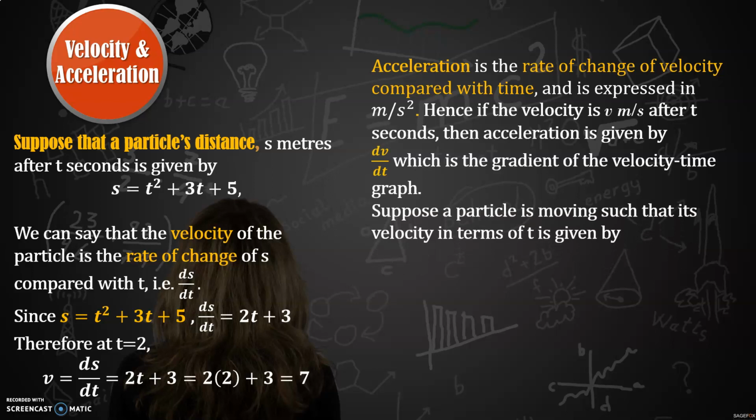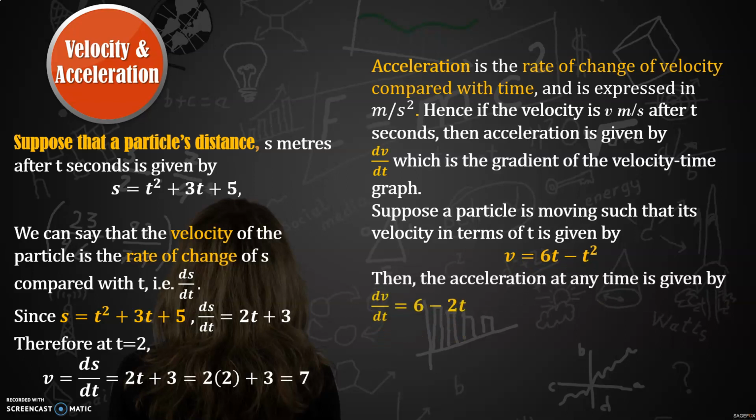Suppose a particle is moving such that its velocity in terms of t is given by v equals 6t minus t squared. Then the acceleration at any time is given by dv/dt equals 6 minus 2t. When t equals 3, then dv/dt is 0.